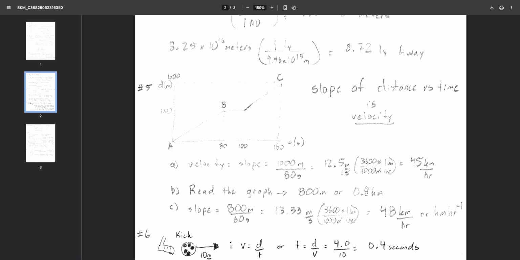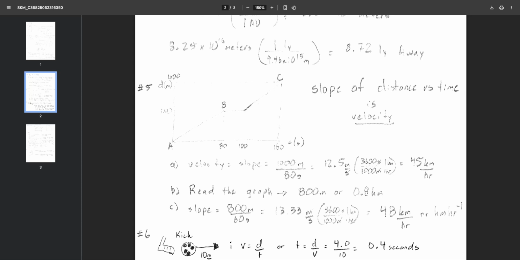So that's 12.5 meters per second, but I need to convert it to kilometers per hour. So again, there's that 3,600 over 1,000 or 1,000 over 3,600, depending on which way you are going. Okay, so it'd be 45 kilometers per hour. For B, the distance between stations B and C, you just got to read the graph. And here's station B. So this is still station B because it's stopped, and that's at 1,000. Then when you go to C, it's at 1,800. Let me check and make sure. Yes. So it's 800 meters or 0.8 kilometers.